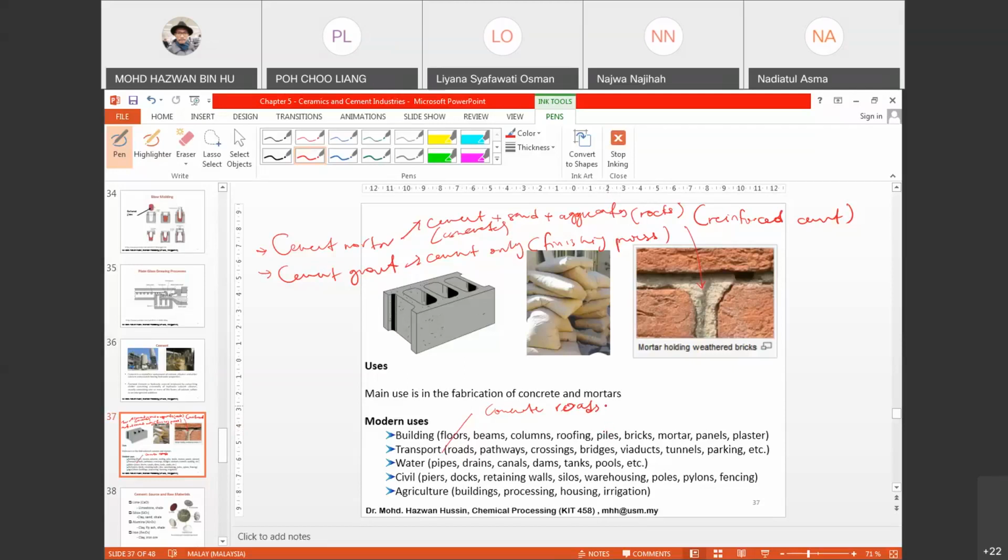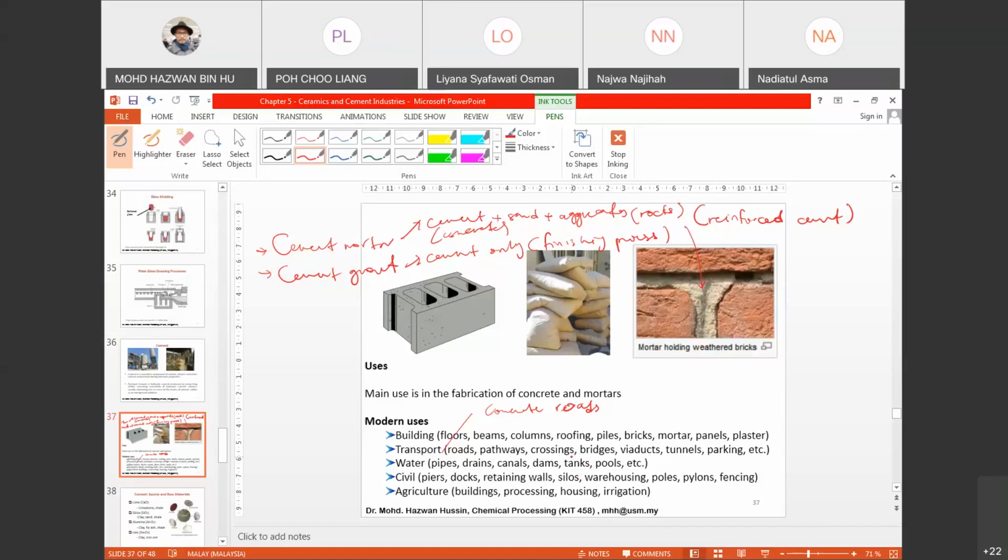This is actually to ensure a more rigid structure, without sinking, without having instability in terms of moving. So that is why you see a lot of concrete roads on the highway.